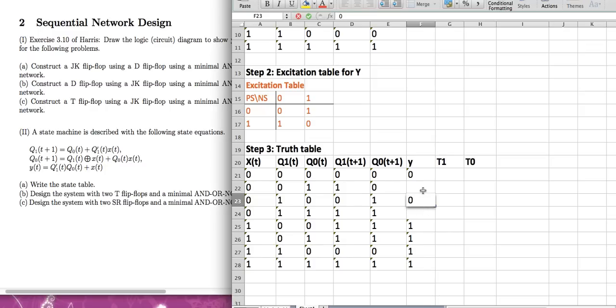Okay. So now I need to look at this part. Q1 at T is 0 here. That means not of that is going to be 1. 1 and with 1 is going to give me 1.